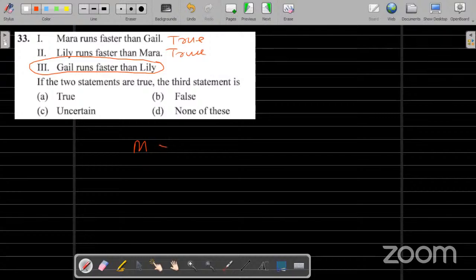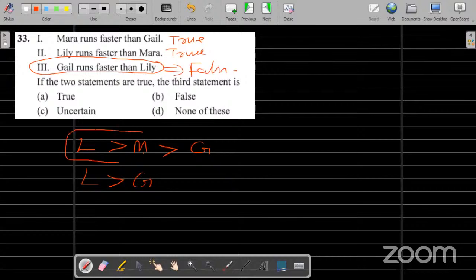That means Mara runs faster than Gail and Lily runs faster than Mara. So the first two statements can be written like this, with the fastest person on the left: Lily's speed is greater than that of Mara, and Mara's speed is greater than that of Gail. That is what is given. Now, from this, I get Lily runs faster than Gail. And the third statement is Gail runs faster than Lily. That is definitely false.